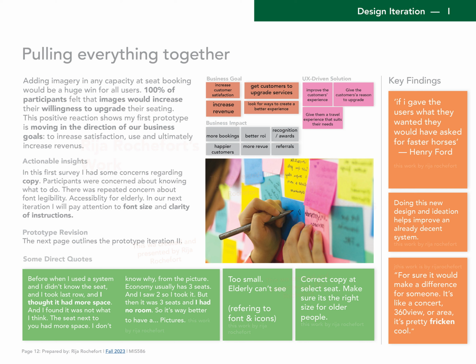So pulling things together from Design Iteration 1, adding imagery in any capacity at seat booking would be a huge win for users. 100% of the participants felt that images would increase their willingness to upgrade their seating. So this is moving in the direction of our business goals, and that would be to increase satisfaction and ultimately increase revenue. Actionable insights had to do with copy.